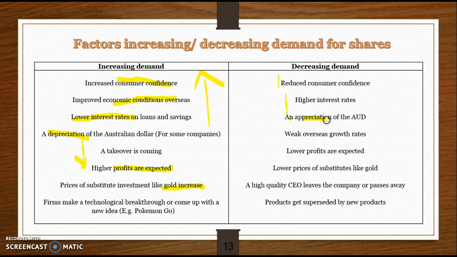interest rates, and appreciation of the dollar because that makes things more expensive for foreigners. Weak overseas growth rates. If you expect the company to make low profits, if it's cheap to buy gold, people will buy gold instead of putting their money in shares. Or if some high quality CEO retires, then people might think the company will make less money and the share price will go down.